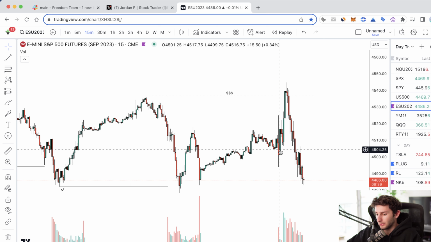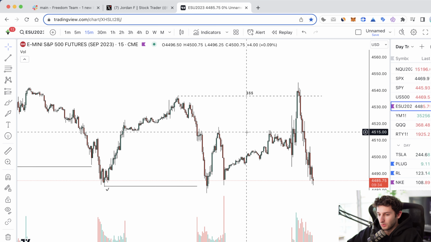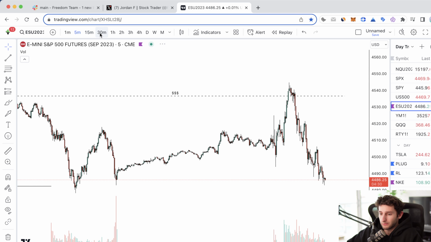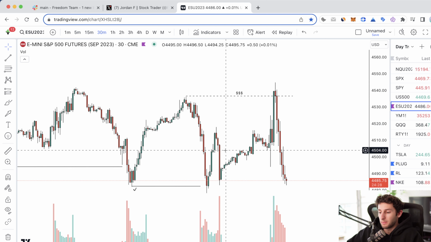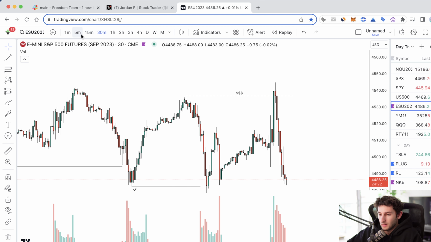There was CPI earlier today. It's a little bit in a back and forth kind of zone, okay? So what I did was I zoomed out, I looked at the higher time frame, and I said, okay, first things first, my bias is that price is going to go up towards this 4536 price area, okay?